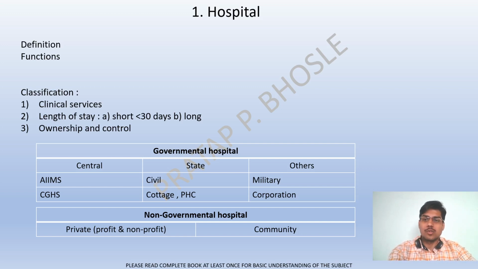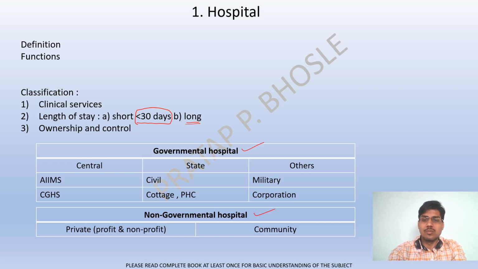The classification of hospitals is on the basis of clinical services, length of stay, and the ownership and control. On the length of stay, if the stay is less than 30 days, it is called short stay, and the longer stay is greater than 30 days. According to ownership and control, there are government hospitals and non-government hospitals.